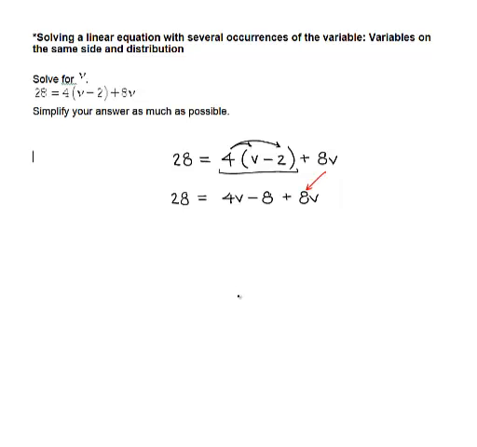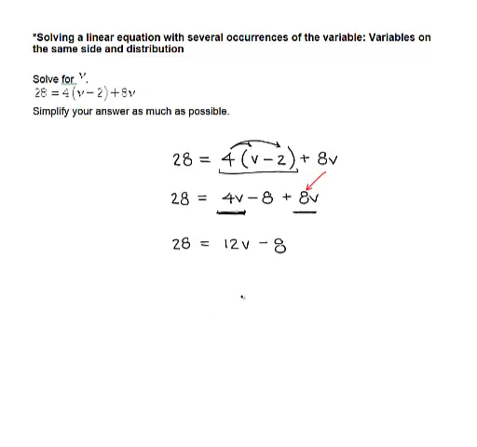Okay, so now let's see. My 28 still looks pretty good on this side. I can simplify some things over on the right side of this equation, right? I have a 4v and a plus 8v on the right side, and I can simplify those because they're like terms. So let's go ahead and do that. I have 28 equals, and 4v plus 8v gives me 12v. And then I still have a minus 8, so my minus 8 comes down.